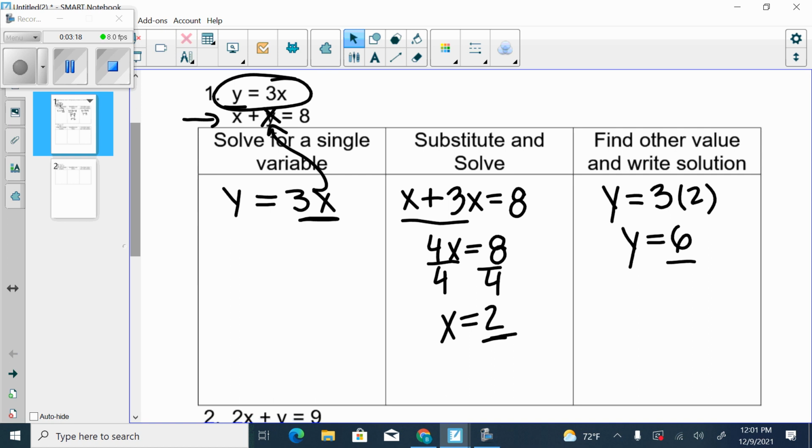Last step is to write them as a coordinate point, just like we did before. So always put your x first, and then your y. So there's my final answer. So if you were to actually graph these two, that's the coordinate point where they would cross. Okay. Okay, let's do another one.